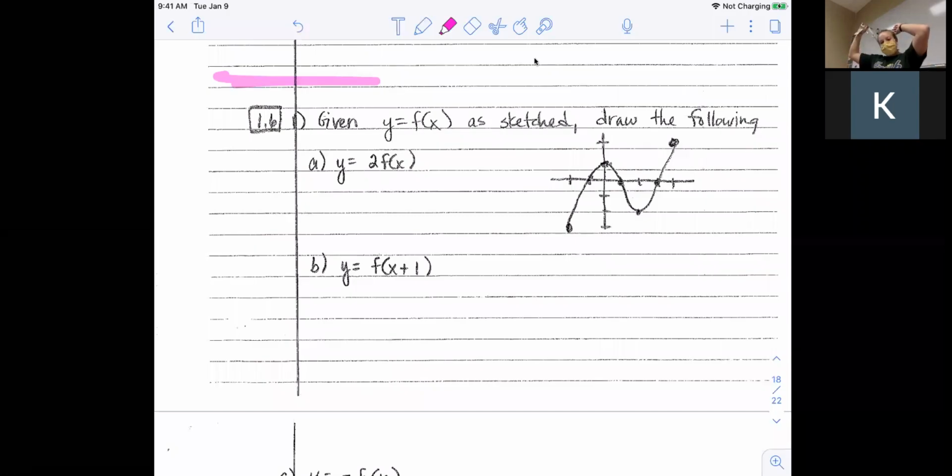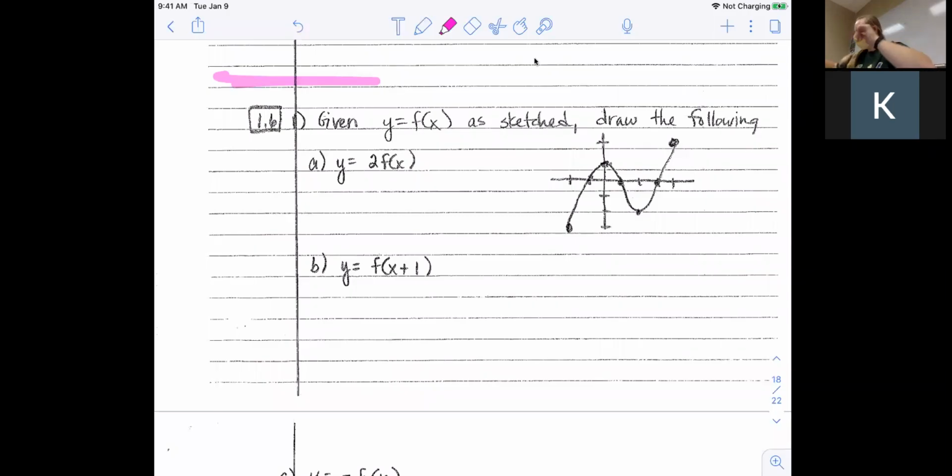All right, guys, so we are on 1-6, and it is all transformations. You guys did transformations a little bit in the past, right? Yeah, I hope we get through 1-6 today. We're probably not going to get much farther.